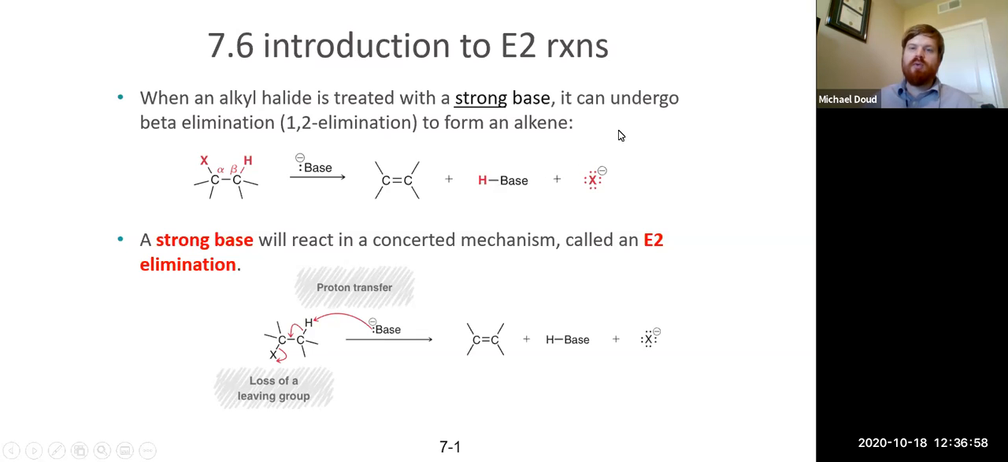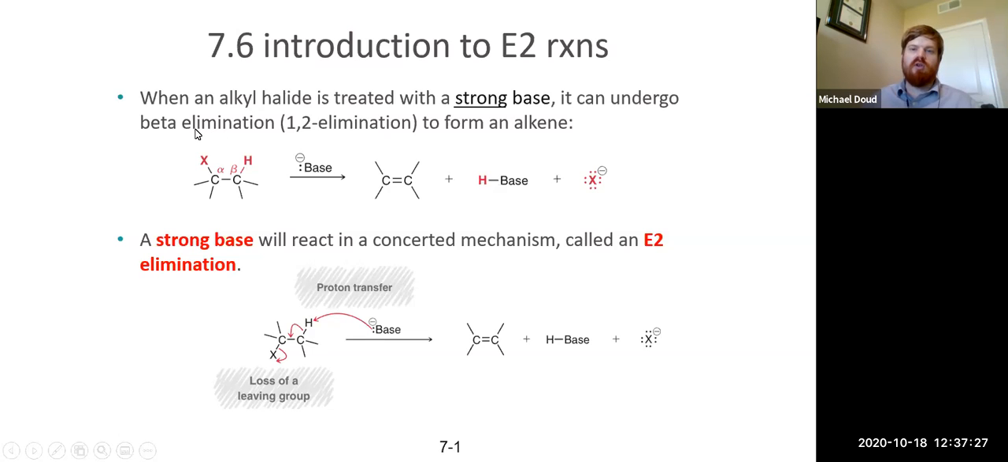Now, E2 reactions are a type of elimination reaction. We mentioned that a couple lectures ago, what an elimination looks like. Now we're going to actually look at what the mechanism is like. So we mentioned that alkyl halides can undergo an elimination reaction when they're treated with a strong base. We'll look at different strong bases here in just a little bit. But what happens is what we call a beta elimination or a 1,2 elimination.